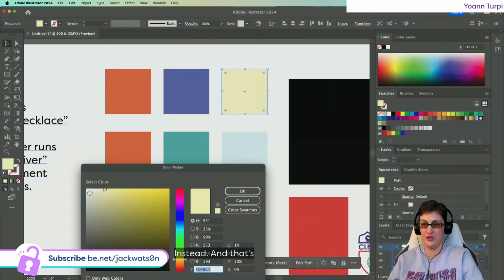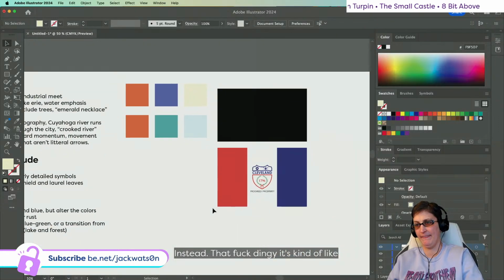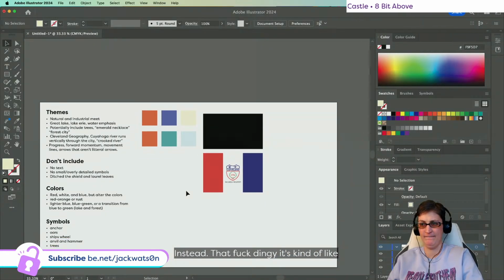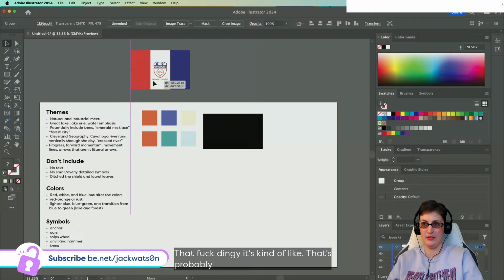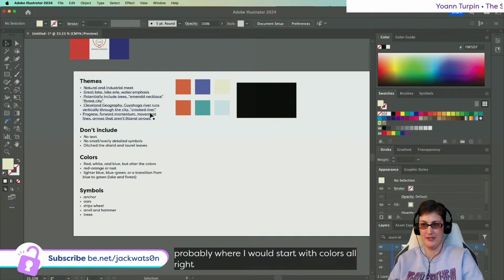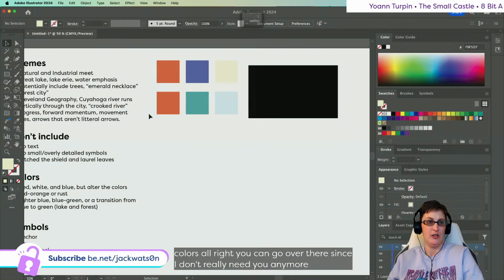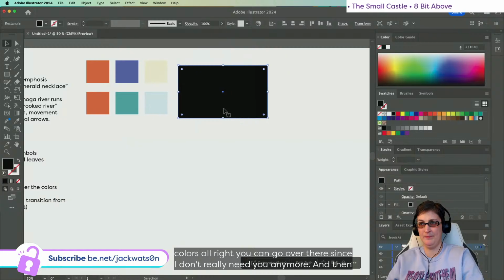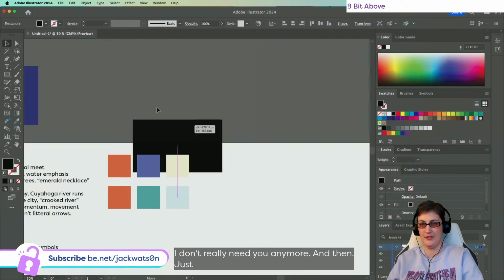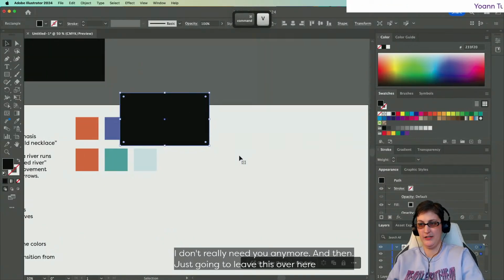I want it to look dingy. It's kind of like... That's probably where I would start with colors. Alright, you can go over there since I don't really need you anymore. And then, I'm just gonna leave this over here. Right?